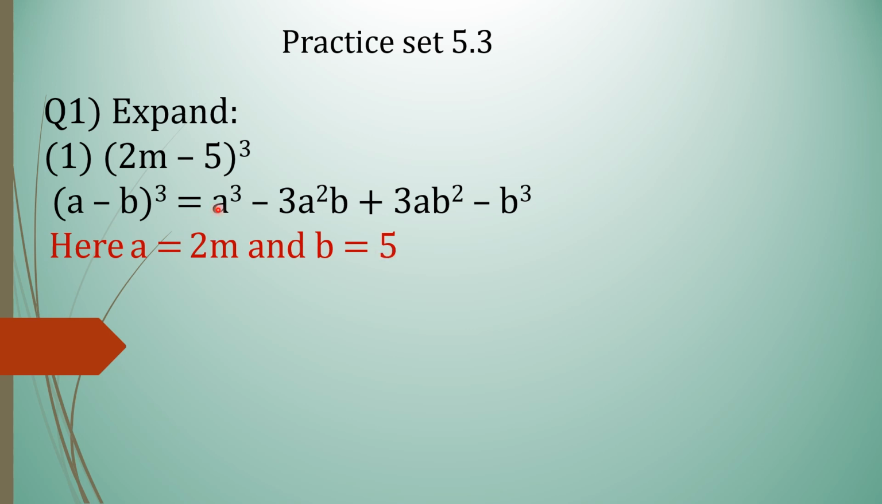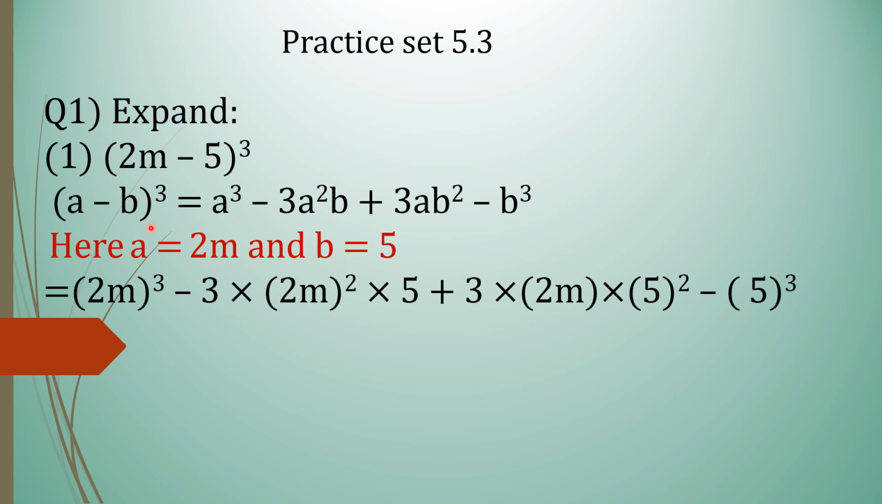So you'll write down. Our step will become here (2m) the whole cube minus 3 into (2m) square into 5 plus 3 into 2m into 5 the whole square minus 5 the whole cube. So, as I said, we have to write in brackets: (2m) the whole cube minus 3 into (2m) the whole square into 5 plus 3 into 2m into 5 square minus 5 cube. Now first we will find out the values of it.